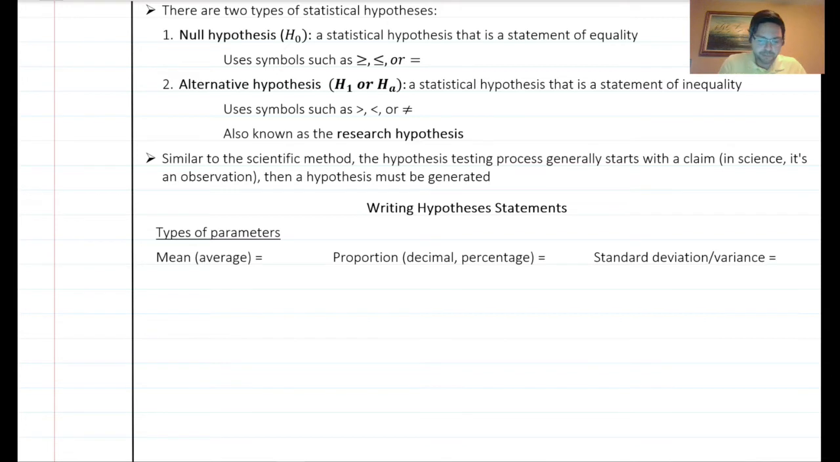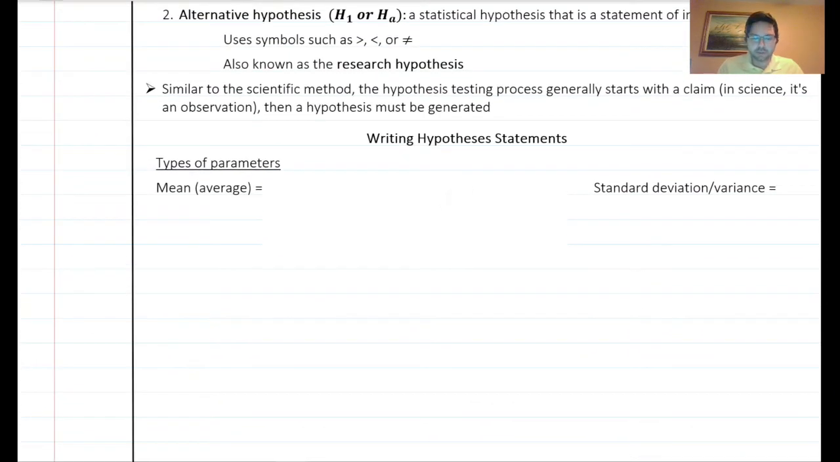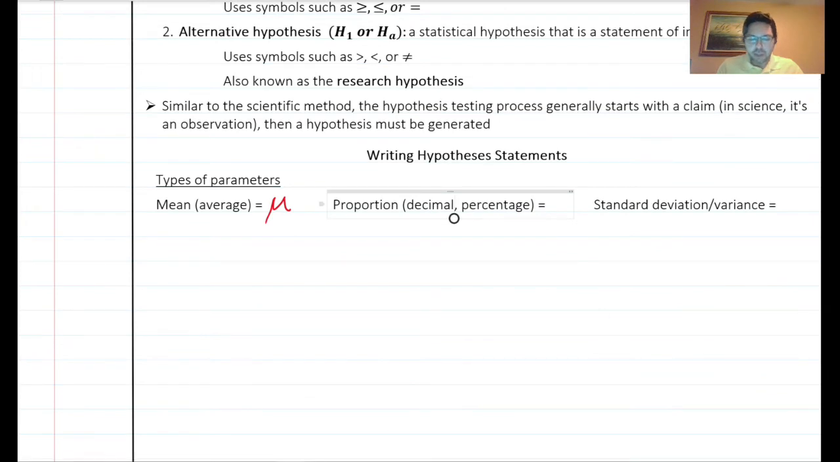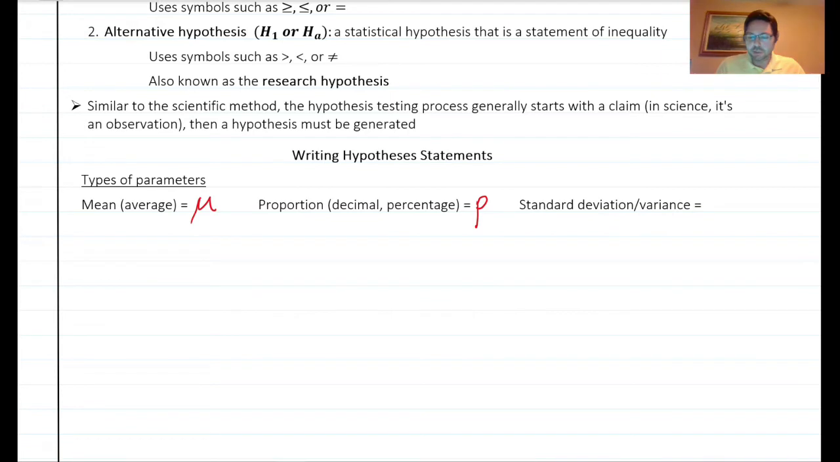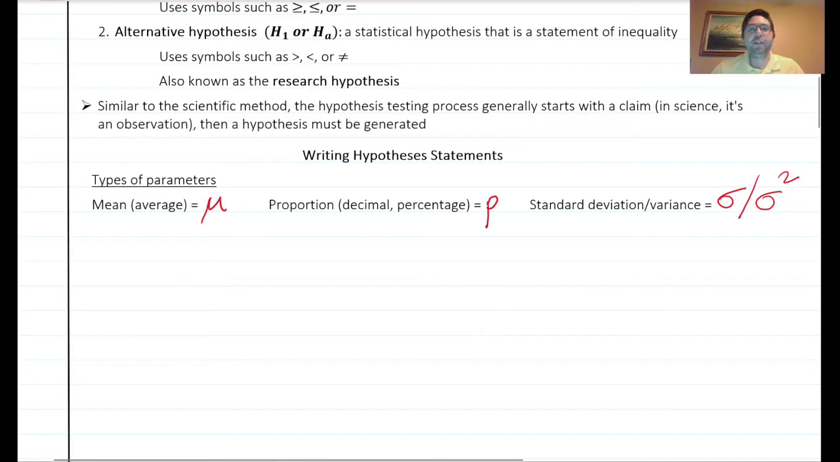The average: you may remember that for the population average, we use mu. For the proportion, we use p, for the population proportion. For the population standard deviation, we use lowercase sigma. And for the variance, we use lowercase sigma squared. Those are the symbols for the population parameters that we use.